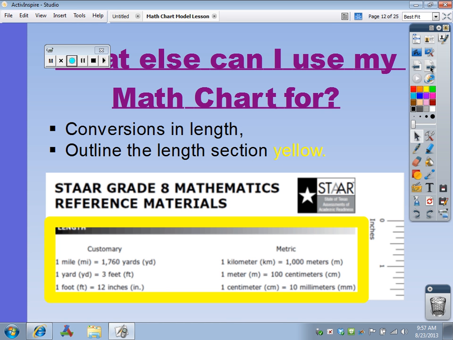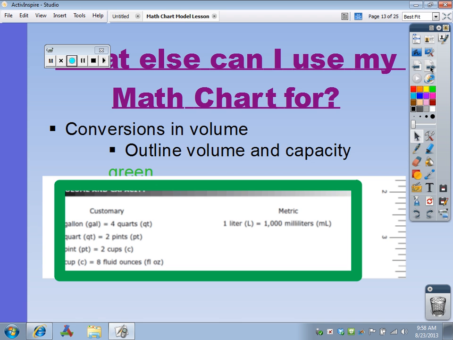Next, select a yellow marker. Outline the length conversion section in yellow. Below length, you find the volume and capacity section. Please outline this section in green. Can anyone tell me what volume means? And what does volume measure?